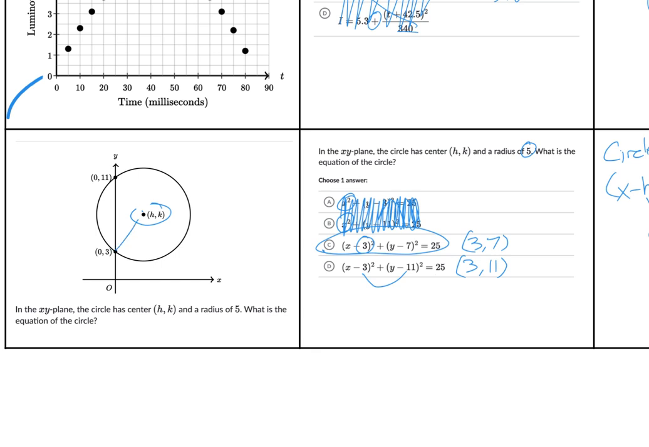To calculate this, we'd have to do something like this. Say, okay, the radius is 5. We know from a geometry property that this is perpendicular, and it cuts it in half. A radius perpendicular to a chord cuts it in half. So we have 11 minus 3, so this is 4, so this is 3. So it does go to the right 3 and go up 7, which corresponds to C.